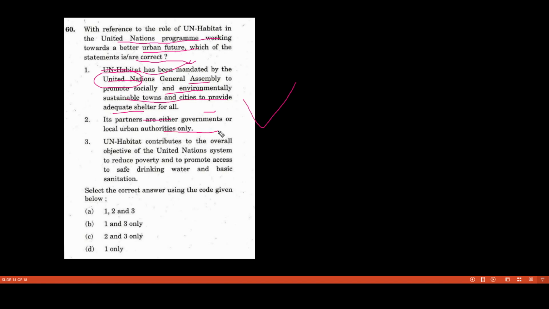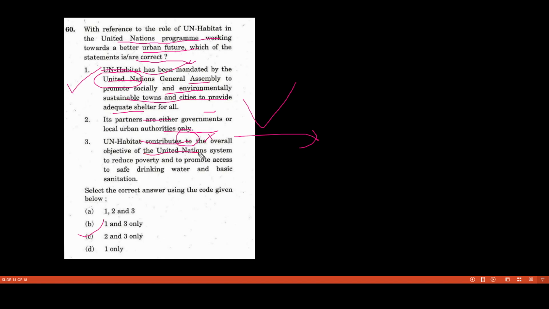So its partners are either government or local urban authorities only. So this statement is wrong. Why? Because it is only, and actually UN Habitat उस समय news में भी था. So all the kinds of organizations that are working, for example, जो materials की efficiency के लिए work कर रहे हैं, there were some research organizations also there. So this kind of mix was there in the UN Habitat program. So definitely ये वाला statement wrong हो जाता है. तो जब ये वाला statement wrong हो जाता है, हमारा first वाला statement correct हो जाता है, तो हमको ultimately 1 and 3 आंसर मिल जाता है.